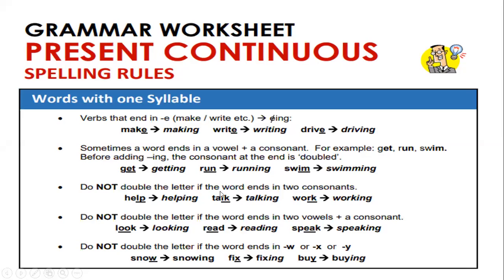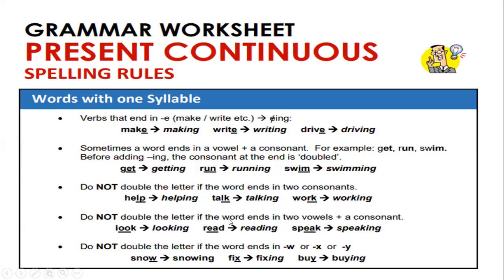Don't double the letter if the word ends in two consonants. No duplique si la palabra termina en dos consonantes. For example, help, helping. Se fijan, no duplicamos la P. Talk. Here we have two consonants, so we don't have to duplicate the K. So we say talking. Work, working. We don't duplicate because we have double consonant here.